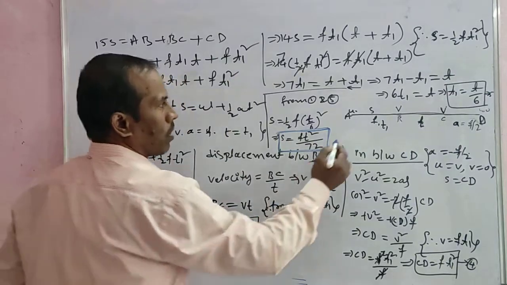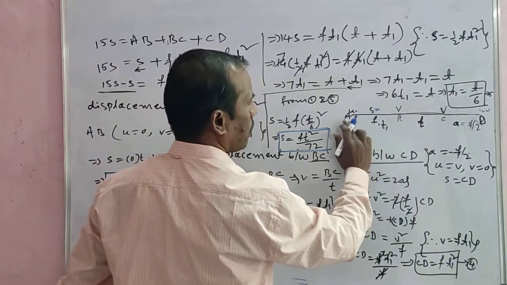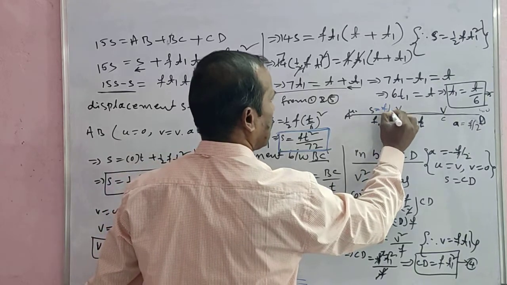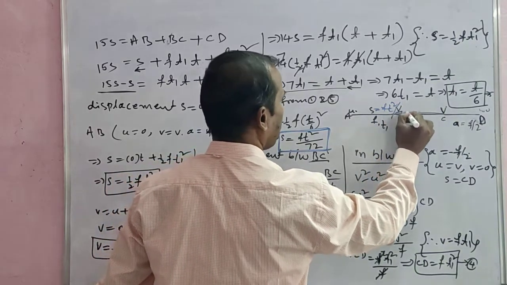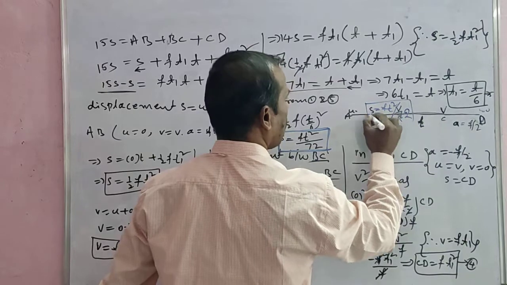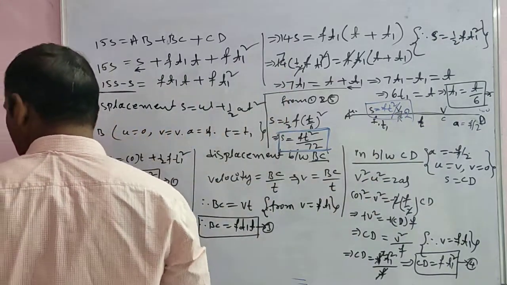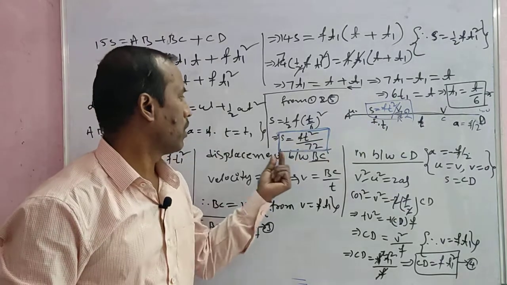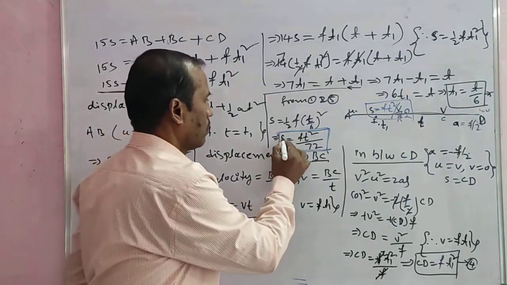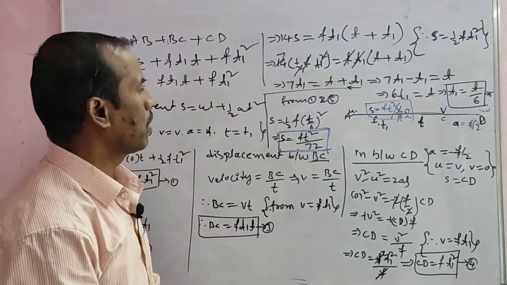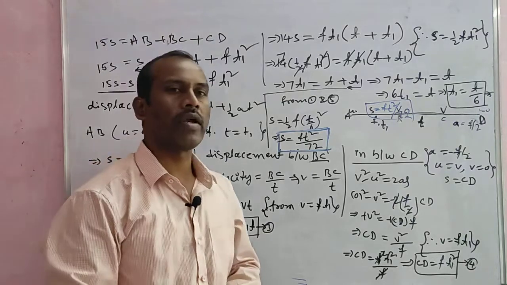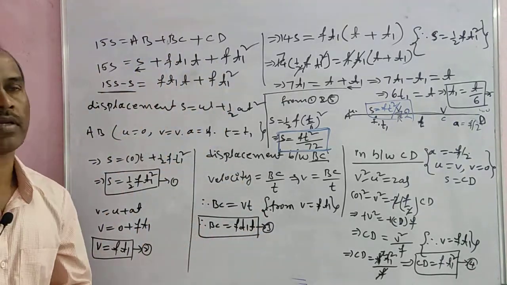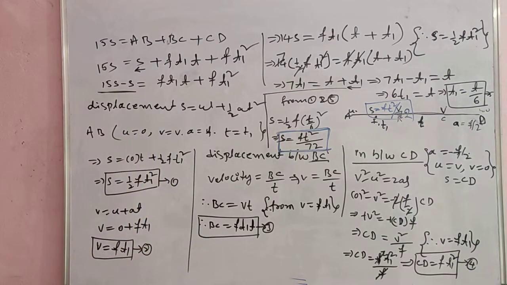So the displacement of the car in between A and B, S is equal to F T square by 72. This is the answer. Okay, note this one. Next problem, continuation.